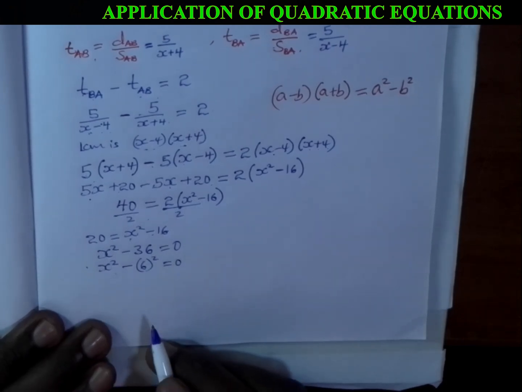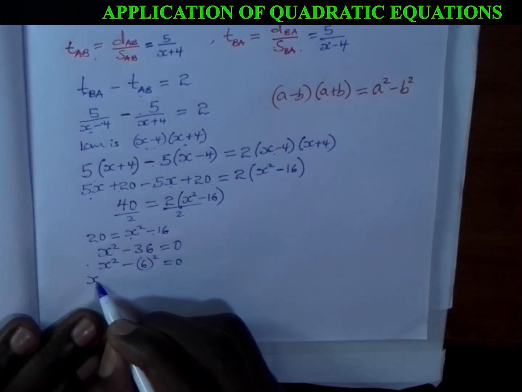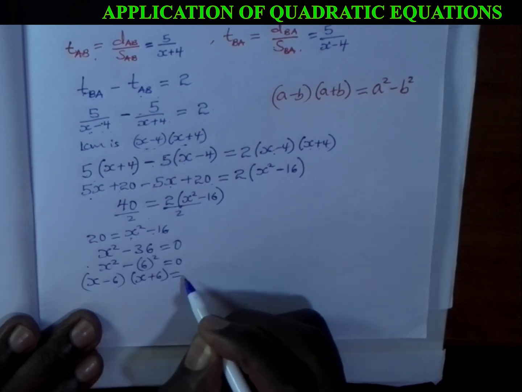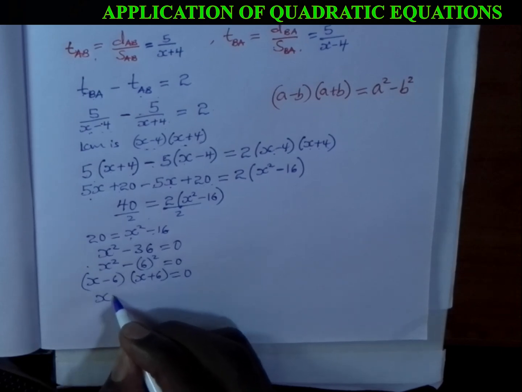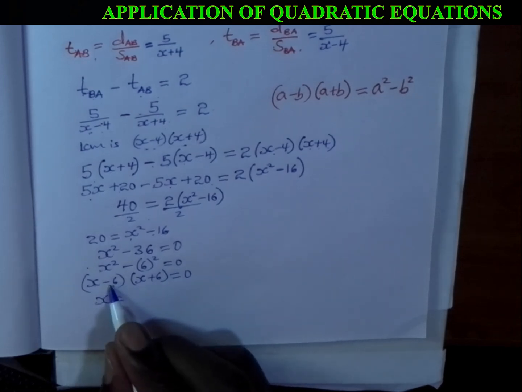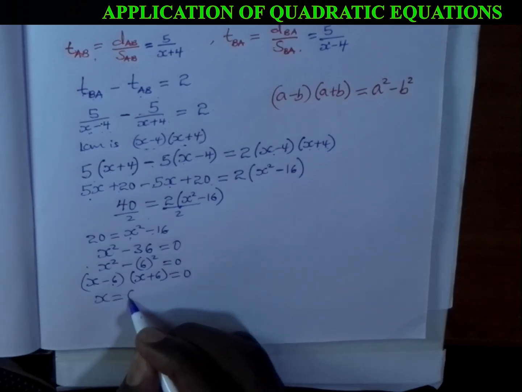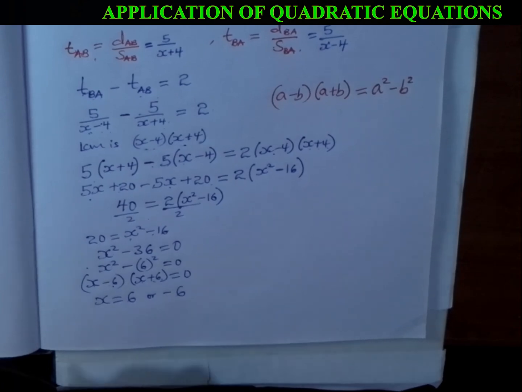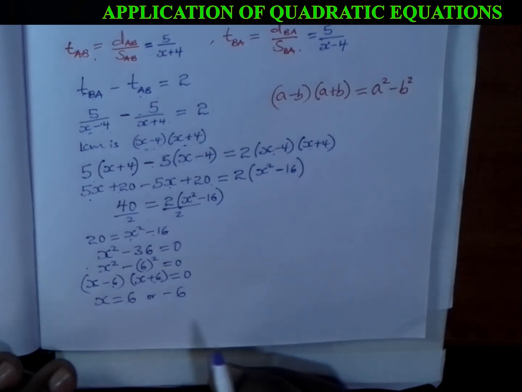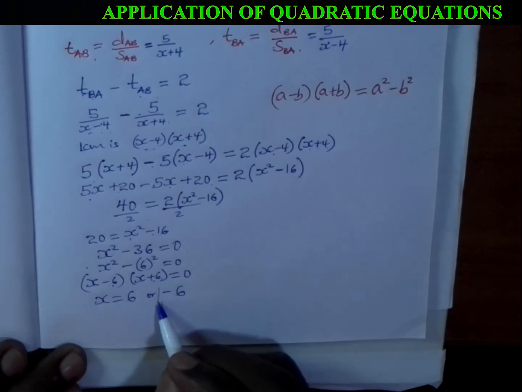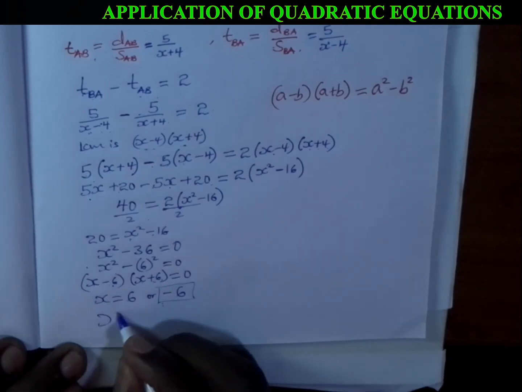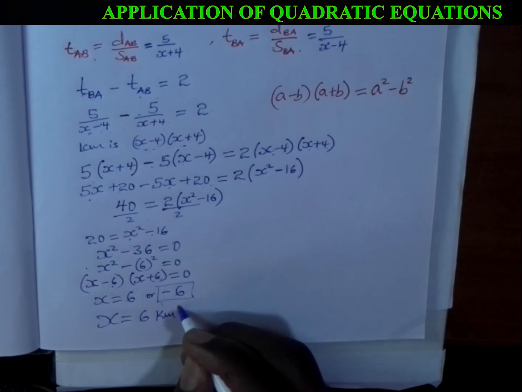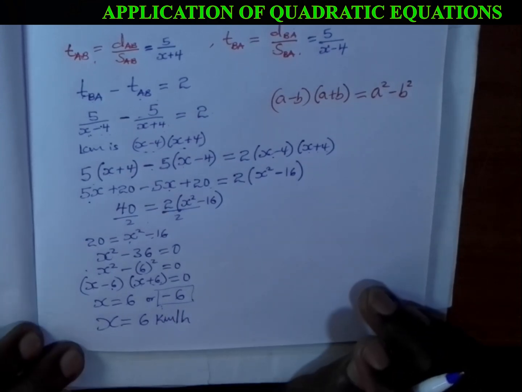So these are difference between two squares, x minus 6 multiplied by x plus 6. That's how it can be written, and therefore x minus 6 is equal to 0, where x is 6, or x plus 6 is equal to 0, where x is minus 6. But we are going to ignore the negative, so x is 6 kilometers per hour. So that is the speed x.